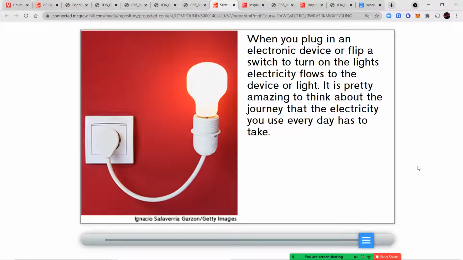Now, when you plug in an electronic device or flip a switch to turn on the light, electricity flows to the device or to the light. It's pretty amazing to think about the journey that electricity made, that you use every day, traveling all the way from coal and power plants so it's usable in your home.